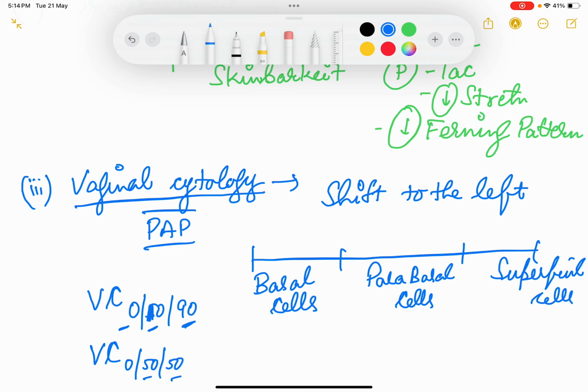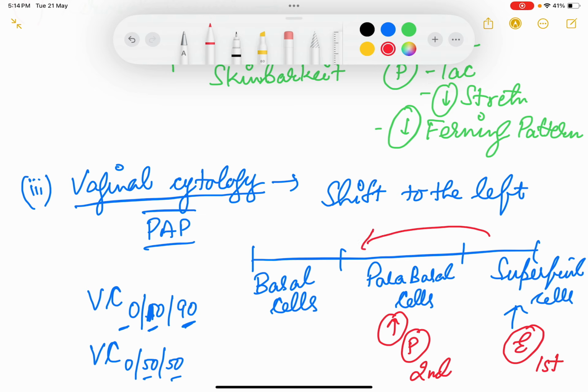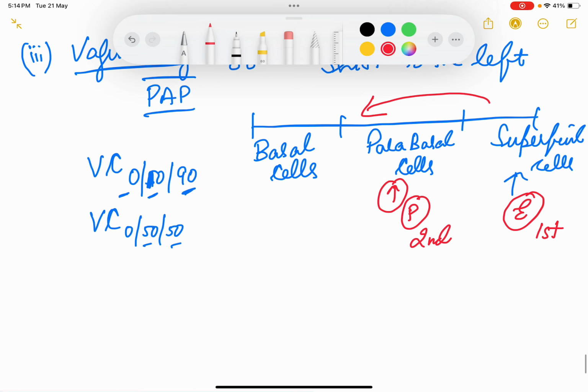Superficial cells are formed more under the effect of estrogen. So the first half of the cycle is made up of superficial cells, whereas in the second half of the cycle progesterone makes the parabasal cells more predominant. So there is a shift to the left, that is, the left hand side cell number increases and the right hand side cell number decreases when there is ovulation.